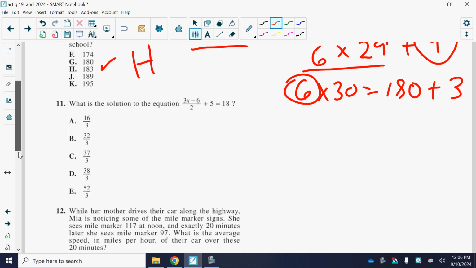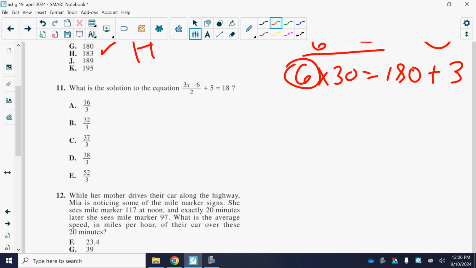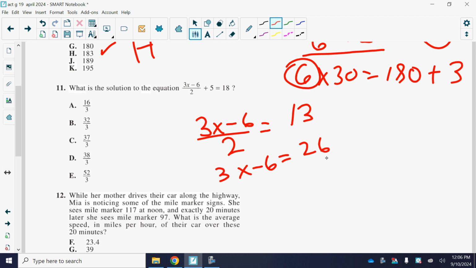Number 11, solve this equation. So 3x minus 6 over 2 would equal what? 13, huh? Then I would times everybody by 2. 3x minus 6 is 26. So I add 6, and I get 32 over 3, huh?